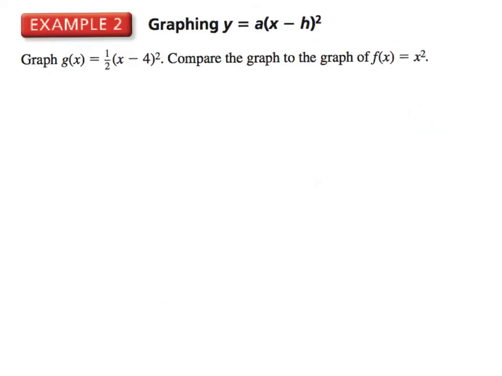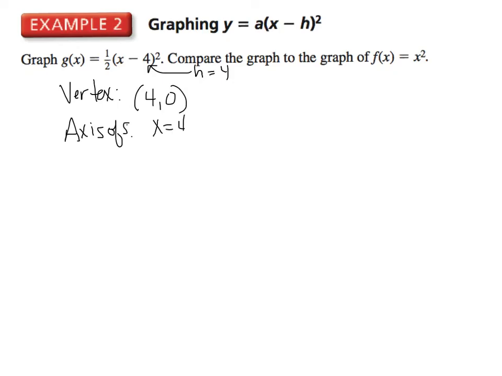Example number 2. Graph the function g of x equals 1/2 multiplied by x minus 4 squared, and compare it to the original graph of f of x equals x squared. First thing I'm going to do is find my vertex. Well, h is 4, so my vertex is just 4, 0. My axis of symmetry is x equals 4.